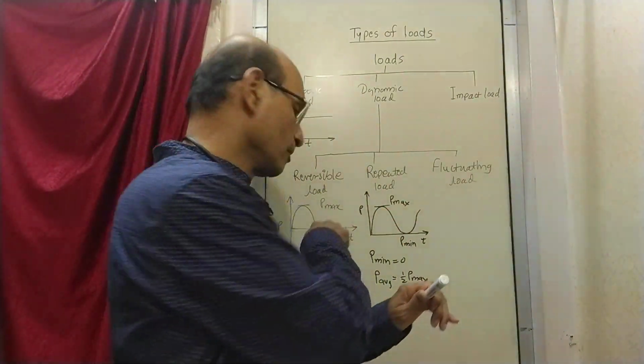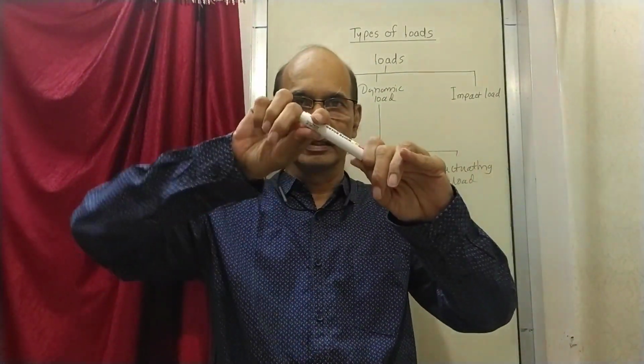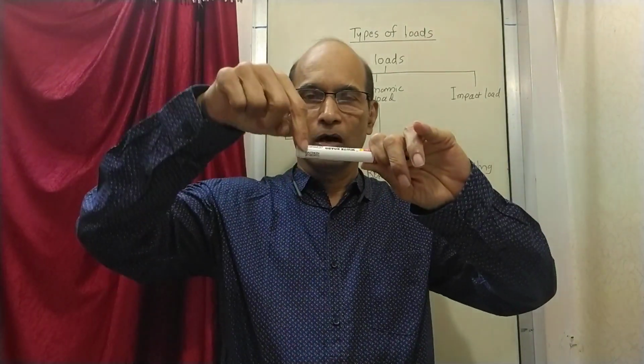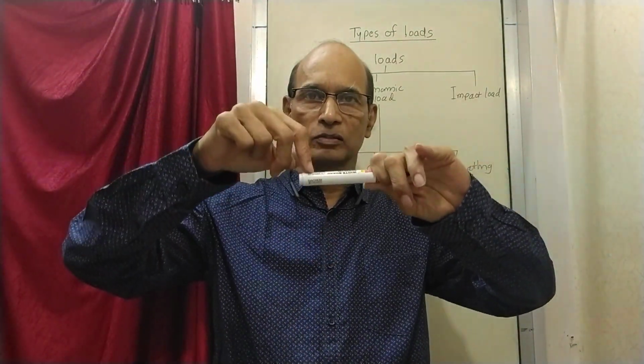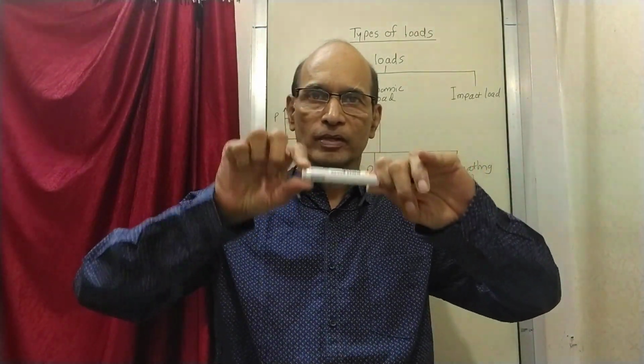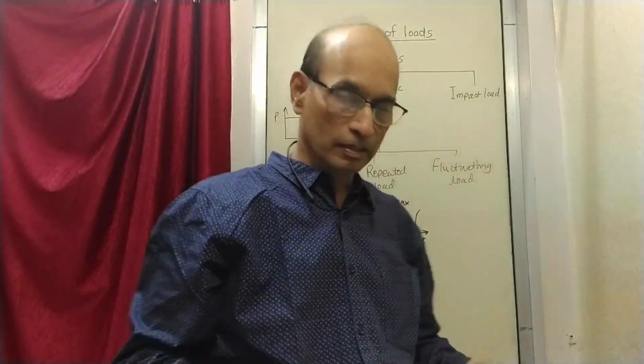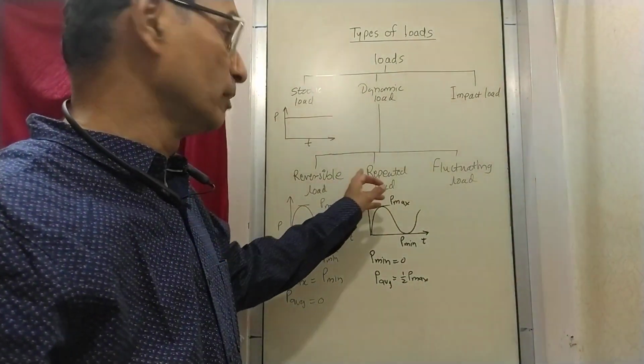In the first case, the load is like this all the time. That means you are bending this way, applying load like this also, like this also. It keeps on changing like this. That is the first one, reversible load, and then repeated load.